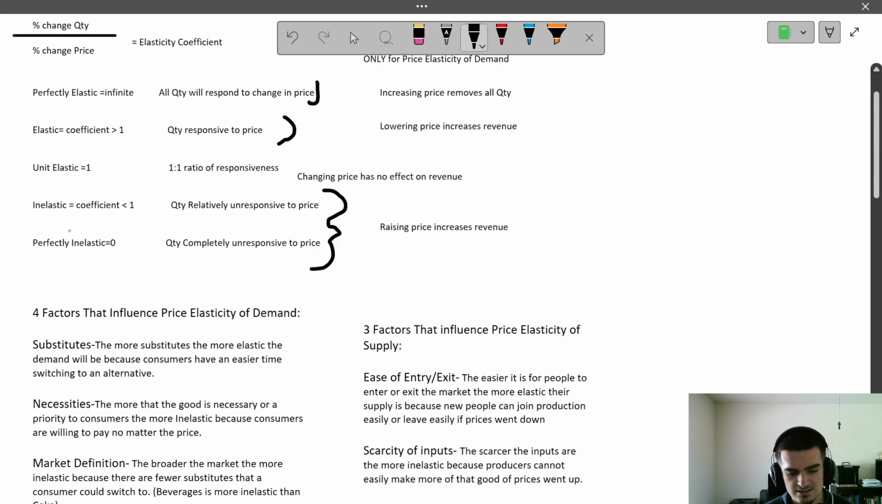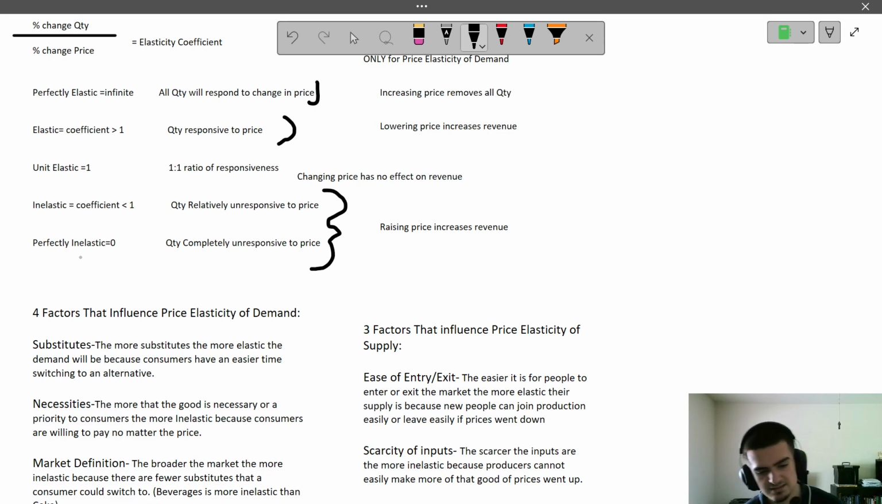Next is inelastic, and the coefficient is less than 1. And that means quantity is relatively unresponsive to price. And that means that raising the price increases revenue. So like someone could increase the price and not that many people would stop buying.